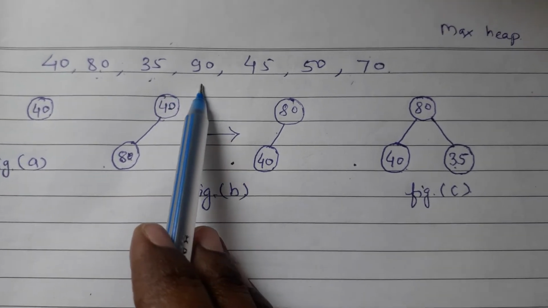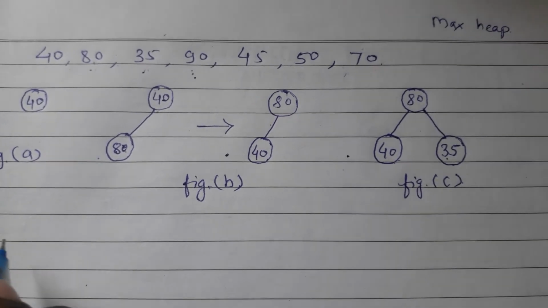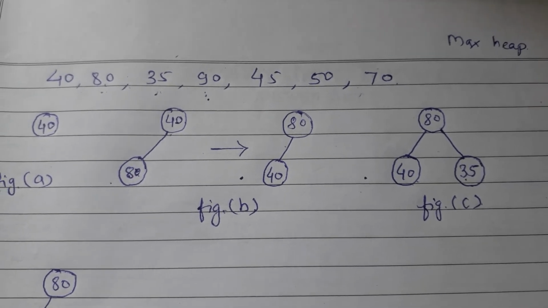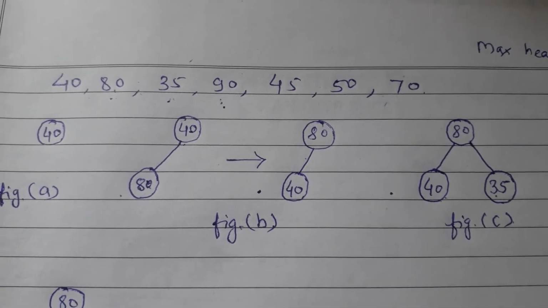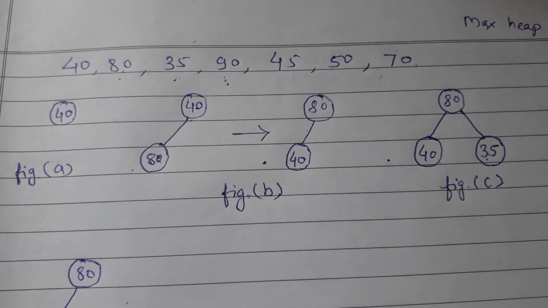Now we have to insert the next node into this max heap. We will add it as a left child of 40. So we have to add 90 over here.